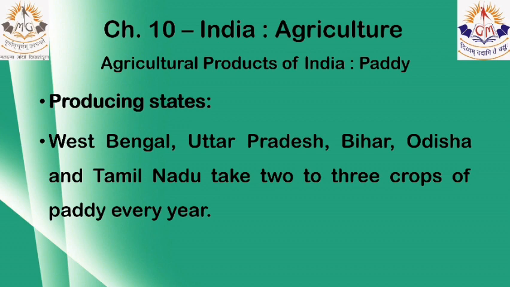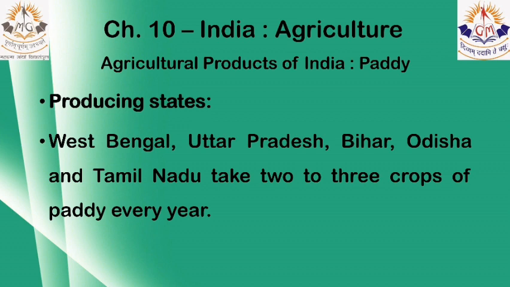So the states which receive retreating monsoon also can grow crops 2 times or 3 times in a year, because all the year round they are getting rain. So those states are West Bengal, Uttar Pradesh, Bihar, Odisha, Tamil Nadu. They take 2 to 3 crops of paddy every year.